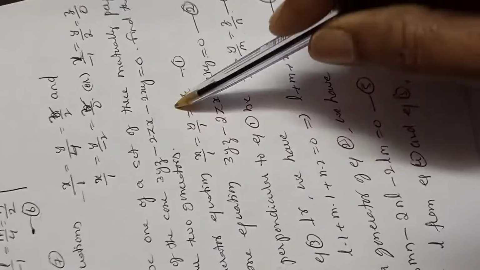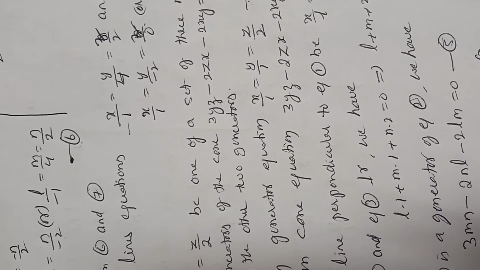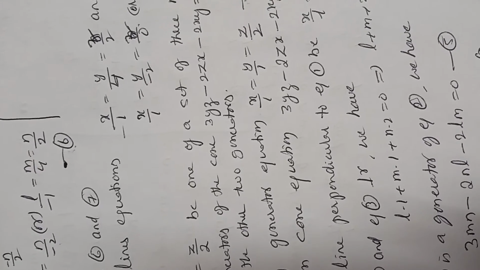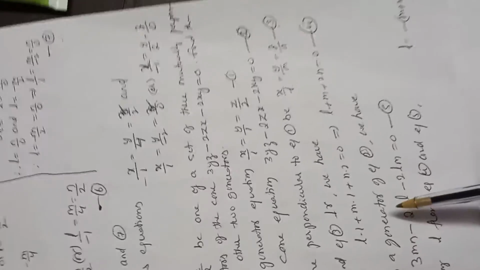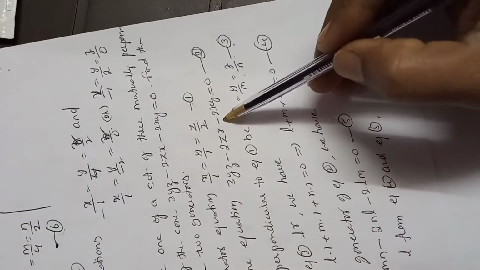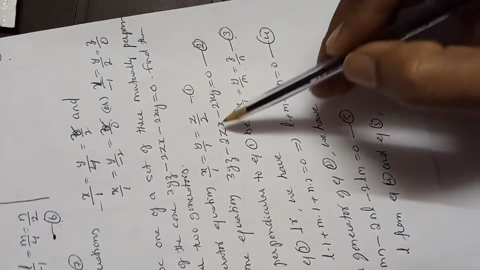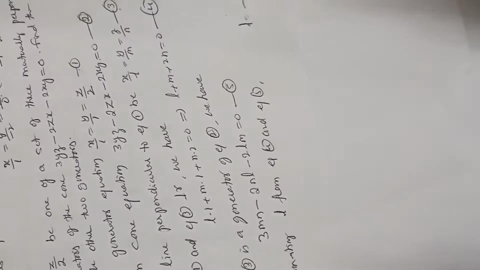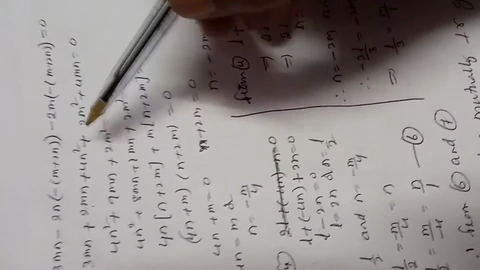Now since equation 1 is perpendicular to equation 3, that means L1 L2 plus M1 M2 plus N1 N2 is equal to 0. If two lines are perpendicular to each other, that is the condition: A1 A2 plus B1 B2 plus C1 C2 is equal to 0, or L1 L2 plus M1 M2 plus N1 N2 is equal to 0. And equation 3 is a generator of the cone, therefore it lies on the cone, it satisfies the equation of the cone. We got two conditions, those are equation 4 and 5. Again, by eliminating either L or M or N from the equations 4 and 5, we will get the relations as in the case of the previous problem.